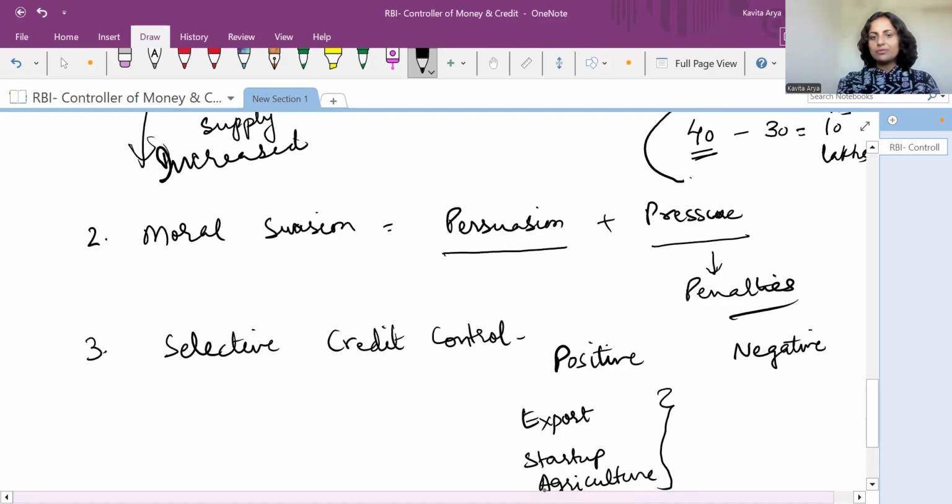With this, we come to the closure of this chapter. We are done with money and banking in totality.